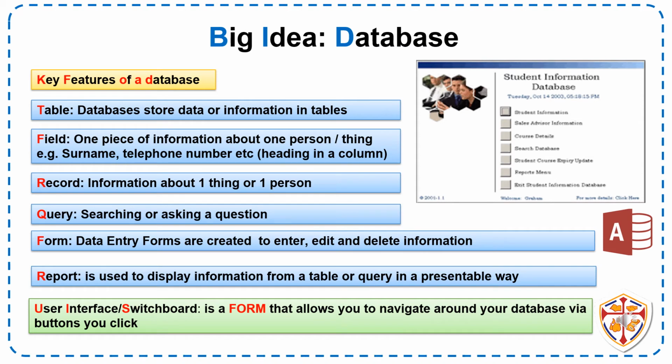A user interface or a switchboard is a form that allows you to navigate around your database via buttons you click, like a home page when you go to the internet. It will allow you to click on a button and go to all of your queries or your forms, etc.